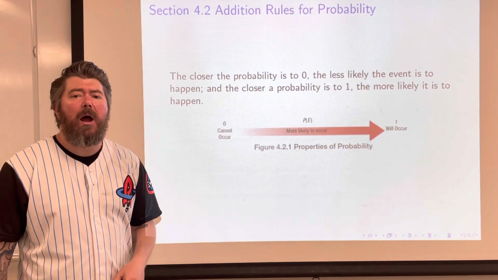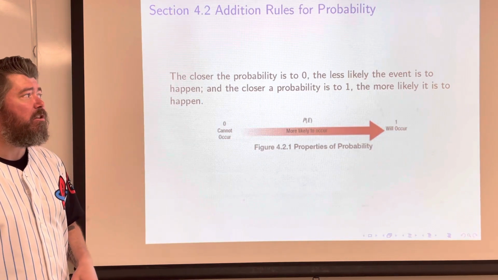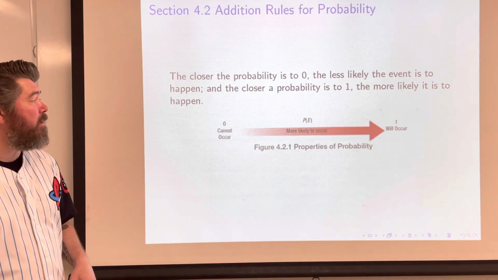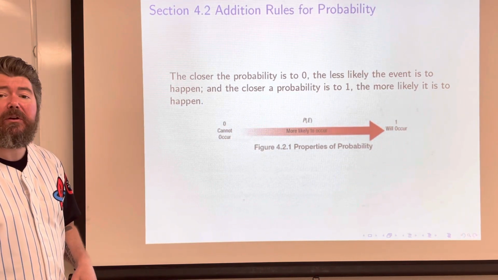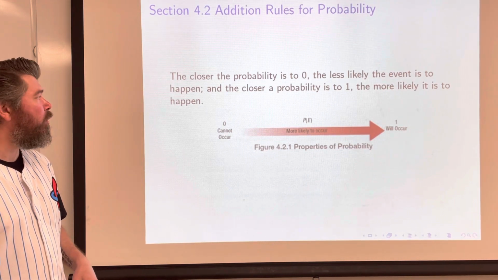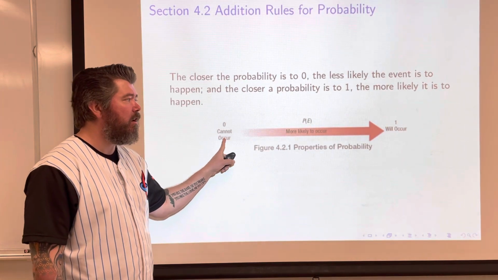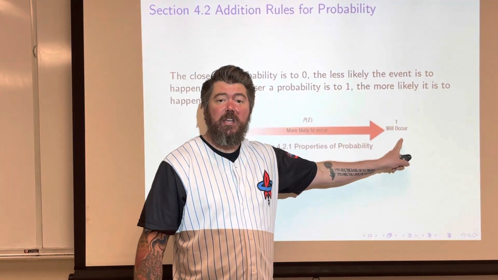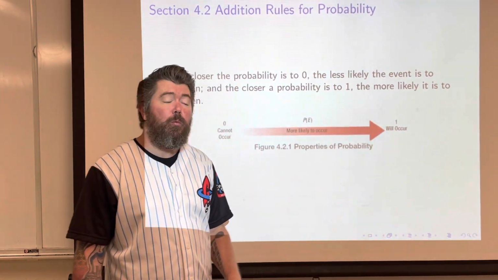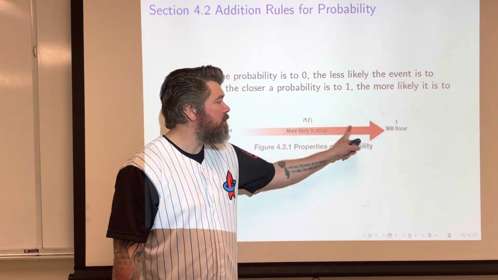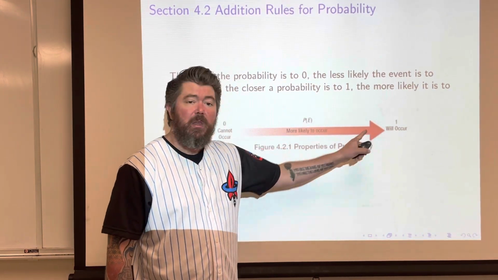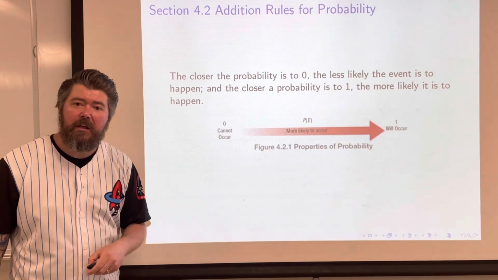The closer the probability is to 0, the less likely the event is to happen. And the closer the probability is to 1, the more likely it is to happen. So 0 means it cannot occur. 1, which we can think of as 100%, means it will occur. And the closer we are on this spectrum, the more likely that event will occur.